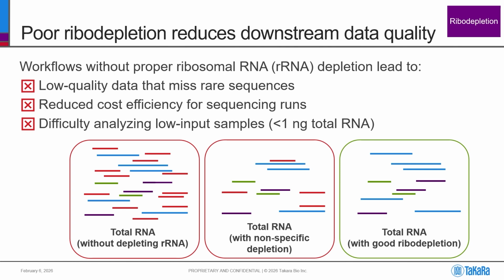Workflows that fail to remove rRNA effectively produce low-quality data, often missing rare or low-abundant sequences. They also reduce cost efficiency because more sequencing reads are wasted on rRNA instead of informative transcripts. Finally, poor ribodepletion makes it especially challenging to analyze low input samples, such as those with less than 1 nanogram of total RNA. Effective rRNA depletion is essential for accurate, cost-efficient, and reliable sequencing results.